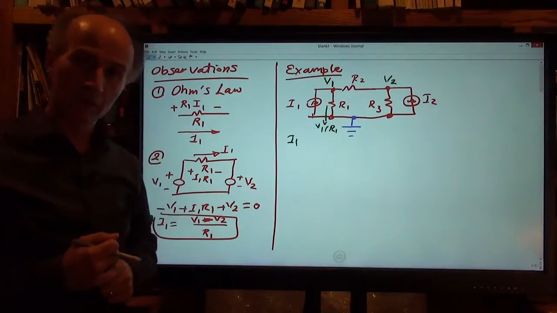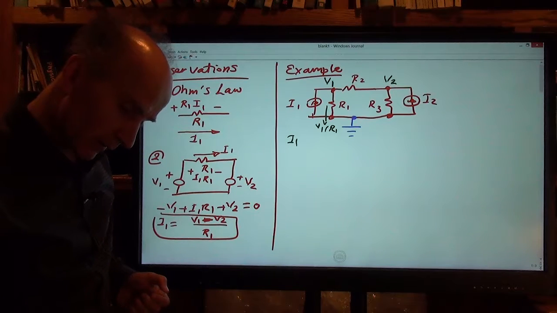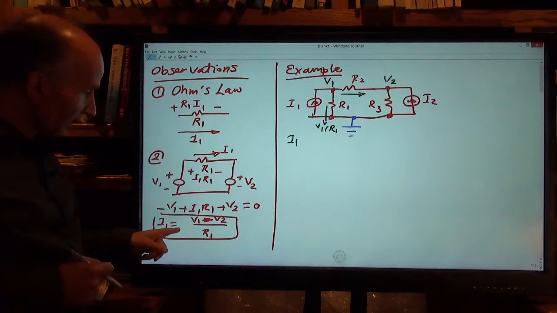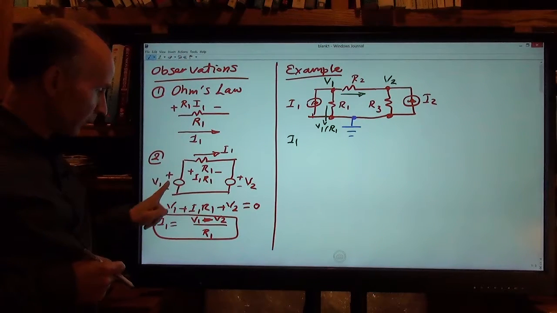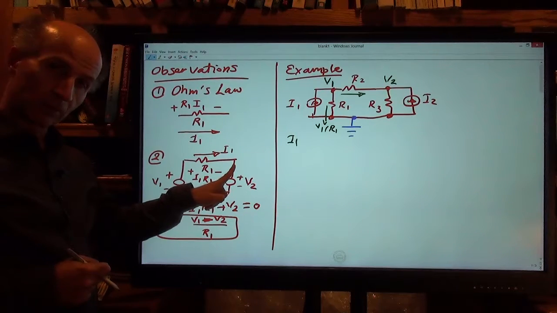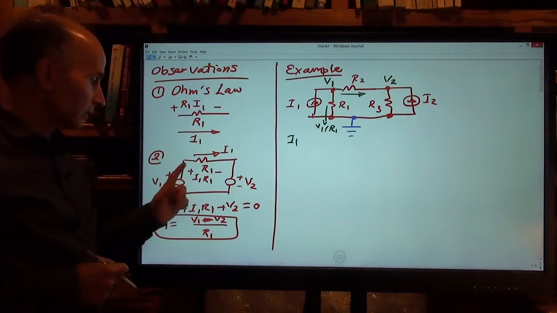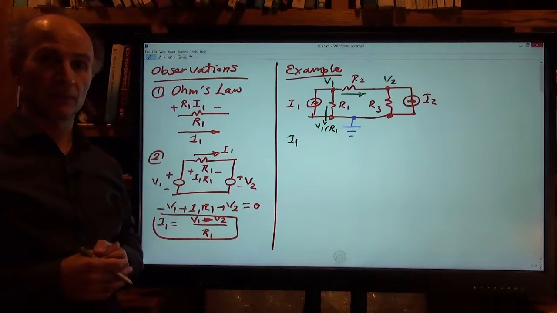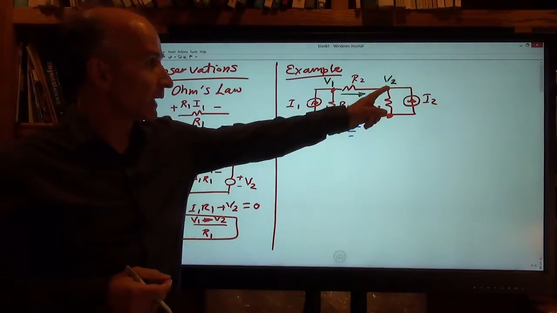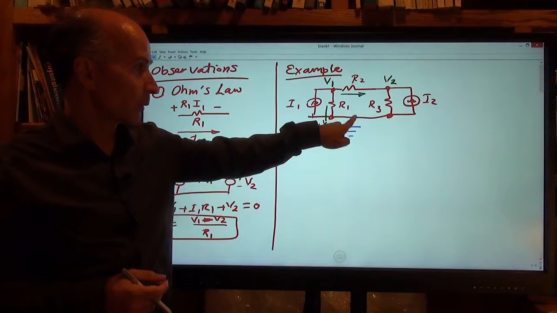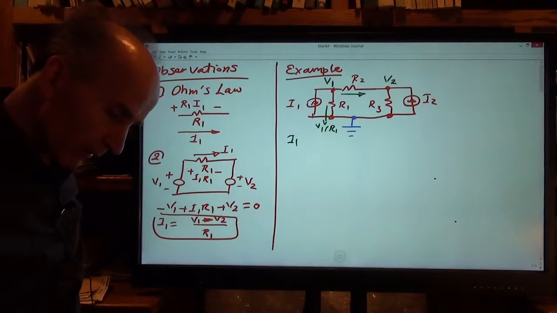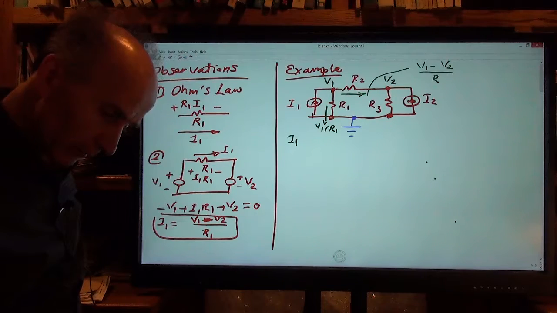How about this current? The current through R2. Either direction is fine, so let's pick this direction. How much is this current? Well, we're going to go back here. We said that if the voltage on the left is V1 and the voltage on the right is V2, then the current in this direction is V1 minus V2 over R2. So it's the same thing, V1, V2. The key is V1 and V2 are measured with respect to the same reference point. So the current through R2 is equal to V1 minus V2 over R2.